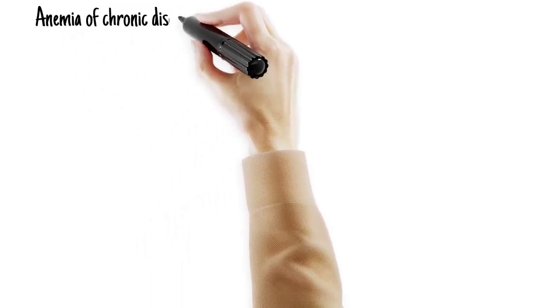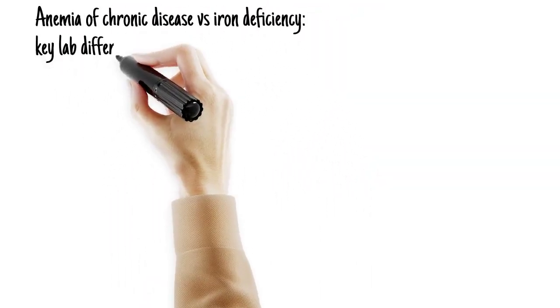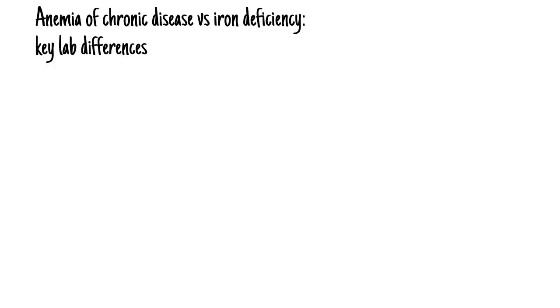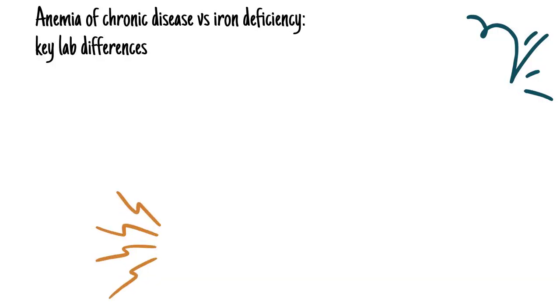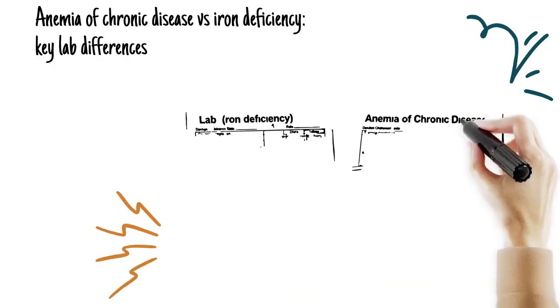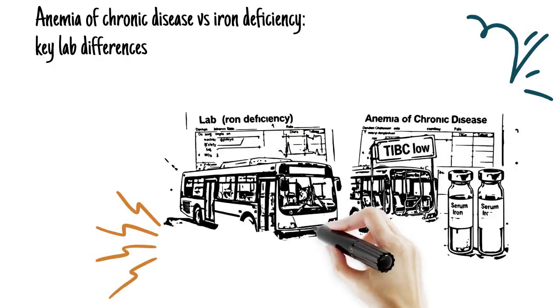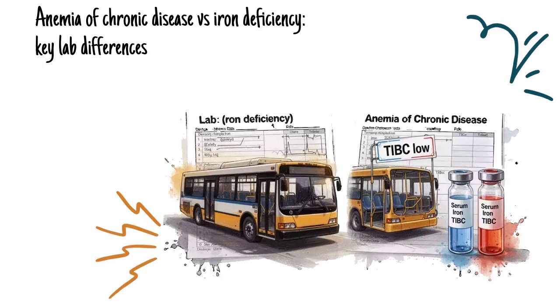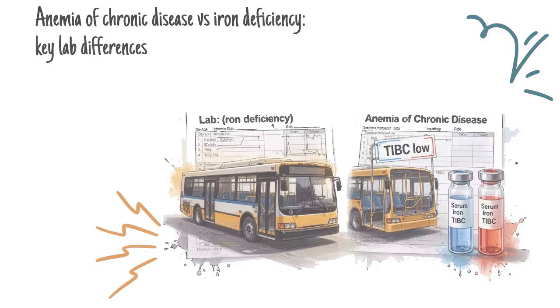Starting with anemia of chronic disease. In iron deficiency, serum iron is low and TIBC is high. The bus analogy again: few passengers, lots of empty seats. In anemia of chronic disease, serum iron is also low, but here is the key: TIBC is also low.